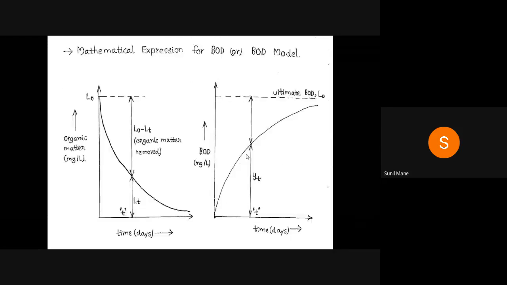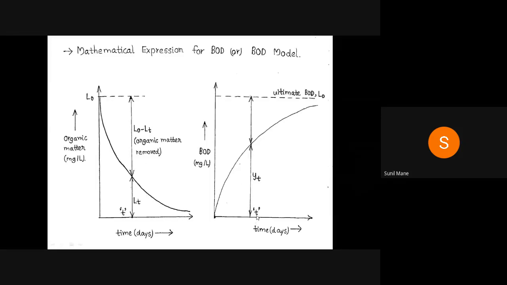So right now, keep in mind the graphical representation: how the organic matter has been consumed and how the BOD, that is the oxygen demand, is there. Based on these two things, it would be possible for you to represent these various terms. L0 is the maximum organic matter which has been present. LT is the term utilized for the organic matter present after a certain time T. If it is 5, then it would be L5. So L0 is the initial organic matter present, L5 is the organic matter present after 5 days, and L0 minus L5 is the organic matter which has been removed during the 5 days.